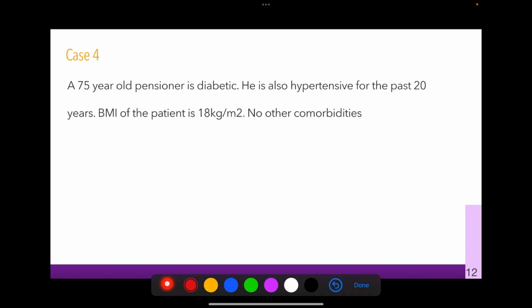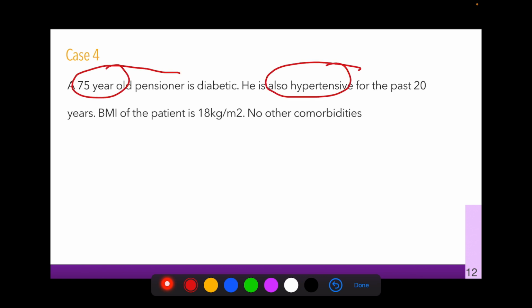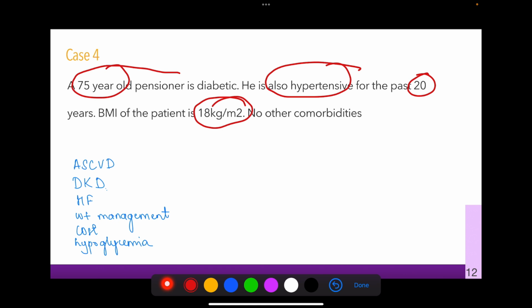A 75-year-old pensioner is diabetic. He is also hypertensive for the past 20 years. BMI is 18. The patient is elderly. The patient is not underweight, no, I would not say underweight, slightly on the lower side. Okay. Now what all should you do? Do you want to reduce the risk of ASCVD? To some extent, I would say yes.